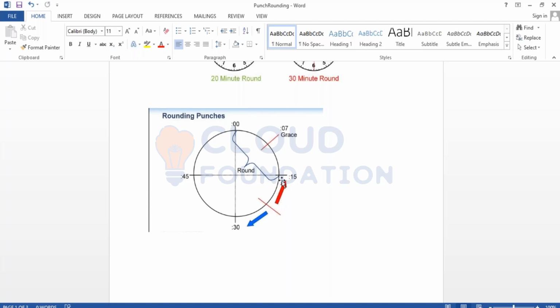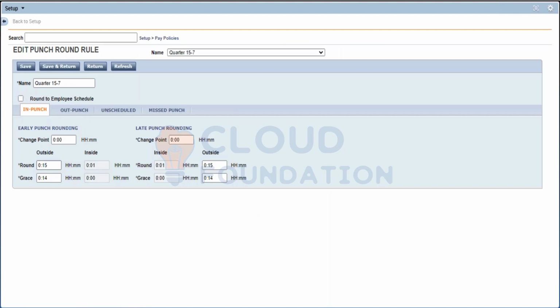Like my shift is 8 to 4, right? If I give 30 minutes as the change point for my first in punch, then from 8 to 8:30 it will not do anything for the punch. It's going to leave it as it is, but after the 30 minutes it's going to start rounding based on whatever I give. In my example here I'm doing quarter rounding, and I want previous, so my round is 15 and my grace is 14. Similarly, for my late punch, it's going to be 15 and 14.